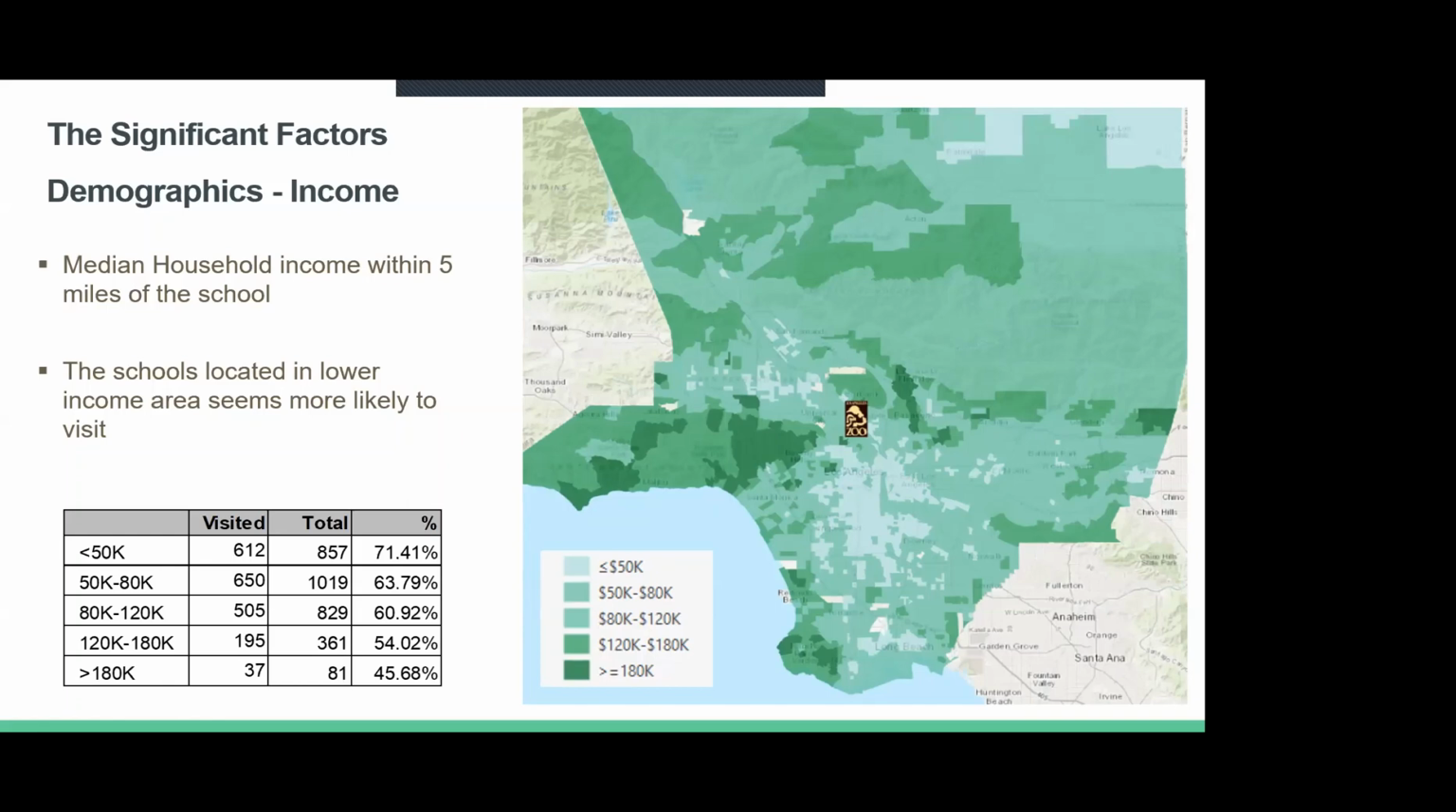In the area with lower than 50K income, 71% of the schools have visited at least once. But on the other side, of the 81 schools located in the area with over 180K dollar annual income, only 37 of them have done that. So the ratio is only 45%.